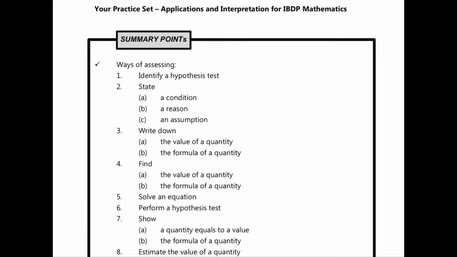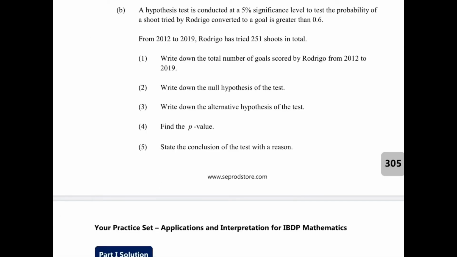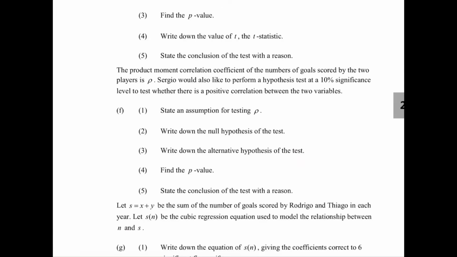And for the following, we would like to suggest some of the popular types of questions in paper 3. Say, for example, in a particular question, we are required to state a conclusion or a reason or an assumption of a particular test. Take this question as an example. After the hypothesis test, we need to state the conclusion of the corresponding test, and also we need to provide the reason for this conclusion. This is another example: state an assumption before we perform another hypothesis test.